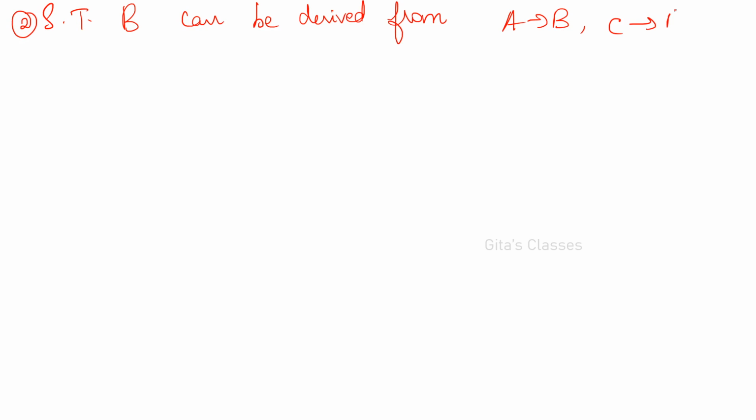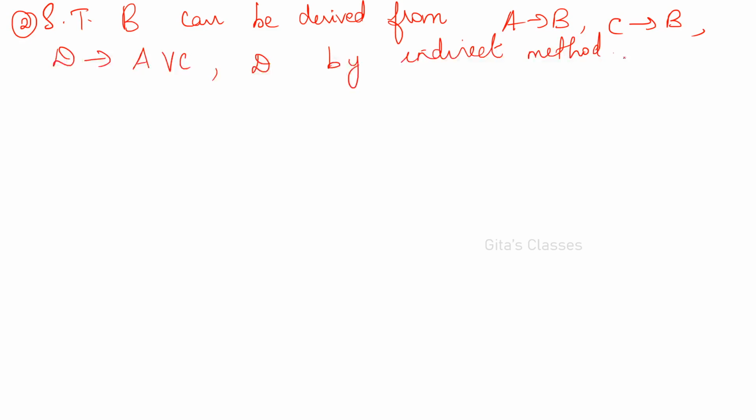Show that B can be derived from the premises A conditional B, comma C conditional B, D conditional A or C, and D by indirect method. Now what is our conclusion? B. So negation of P is to be taken as the additional premise, right?